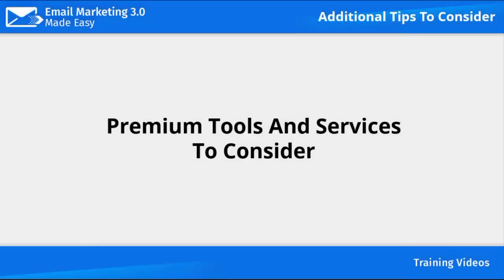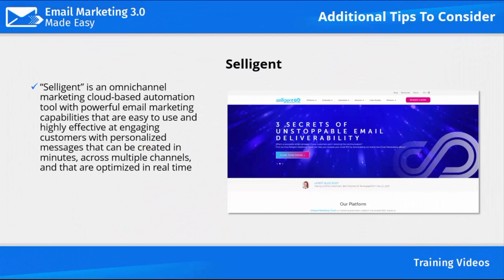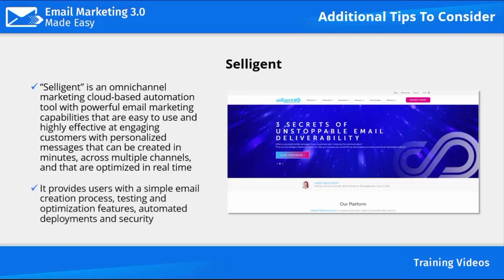Premium tools and services to consider. Selligent. Selligent is an omni-channel marketing cloud-based automation tool with powerful email marketing capabilities that are easy to use and highly effective at engaging customers with personalized messages that can be created in minutes across multiple channels and that are optimized in real time.